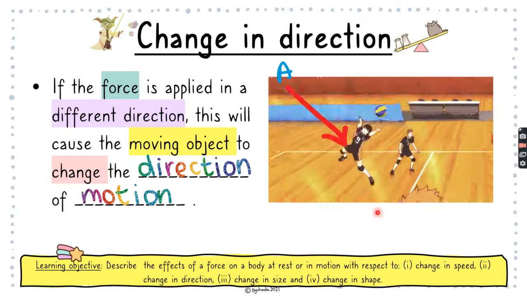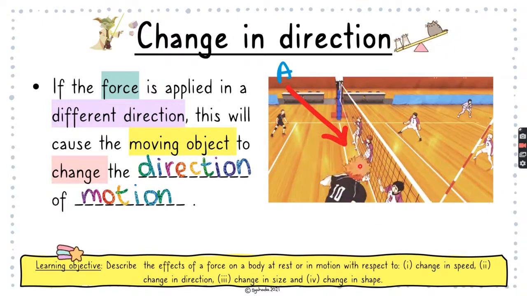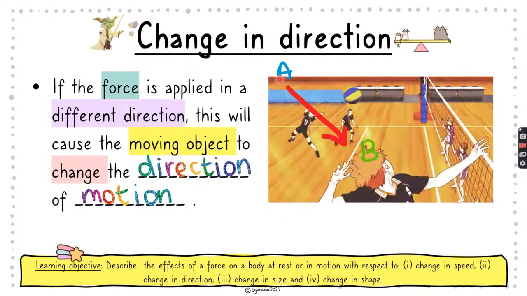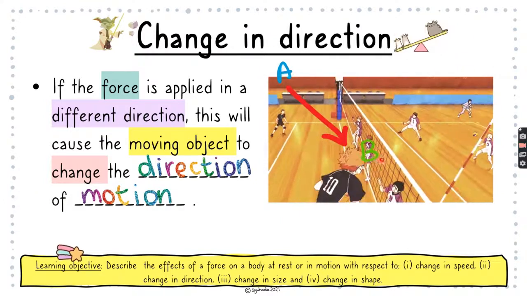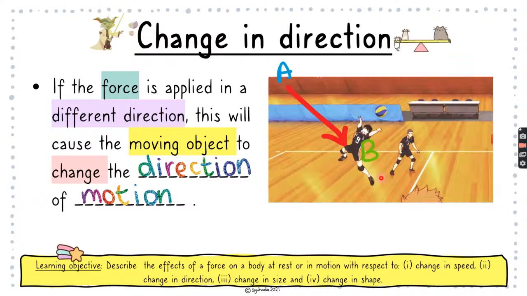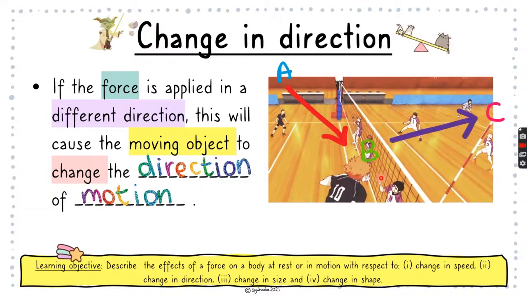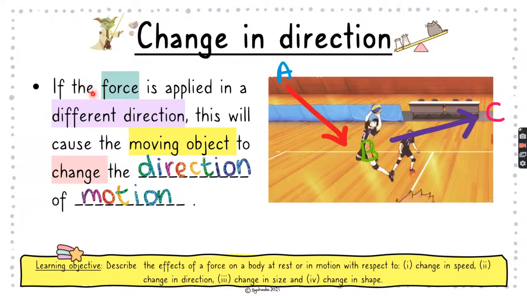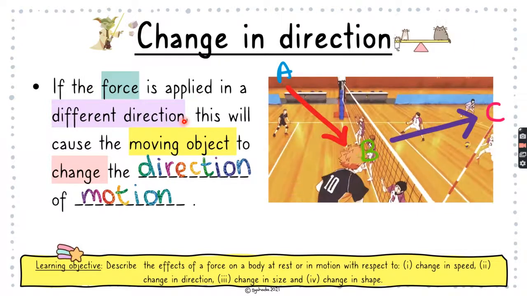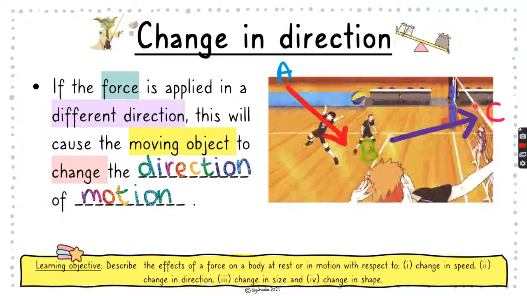However, the second player has applied a force, which is to push that volleyball into another direction. So firstly, the ball went from A to B, and now because a force is applied, the direction of the volleyball moved to C. So when you have a force applied in a different direction, the moving object can also change direction.